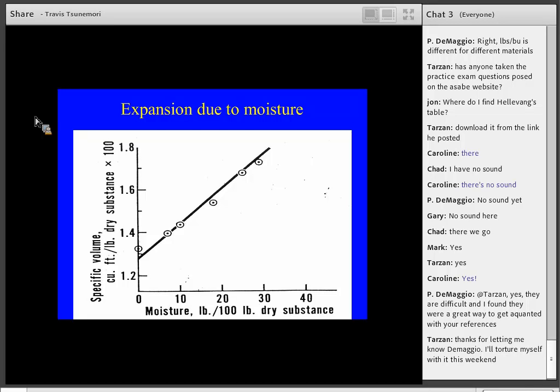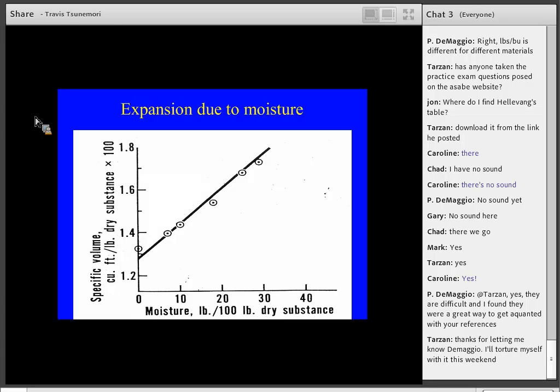Another aspect of moisture influencing the amount of material is the idea that as you add moisture, many substances will swell. You will have a specific volume change. Okay, and this is for a particular material. Moisture in pounds per 100 pounds of dry substance. So this is water over dry. This is dry basis moisture content across the bottom. Specific volume, cubic feet per pound of the dry substance, and then times 100.